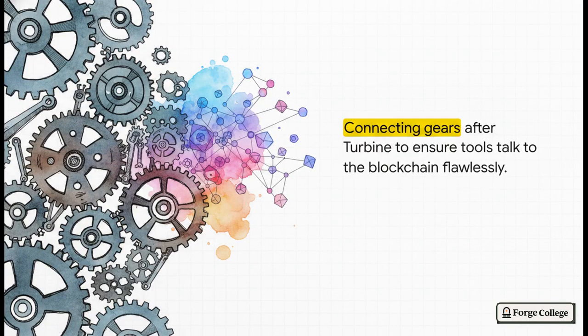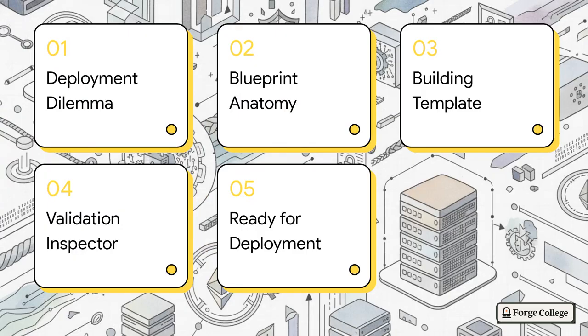Let's just quickly reorient ourselves. Right now, we're essentially connecting the gears after Turbine. In our previous explainer, Data Delivery Mechanisms in Turbine, we looked at the underlying systems of how data actually moves around. Now, our challenge is consistently connecting our deployment tooling to these networks and doing it without breaking things along the way. How do we make sure our tools talk to the blockchain perfectly every single time, no matter the environment?